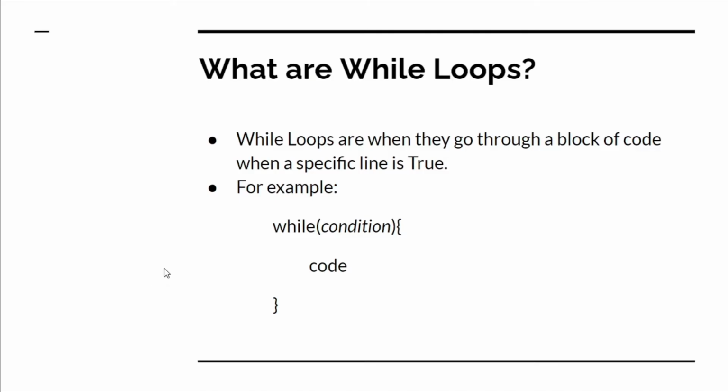What are while loops? While loops go through a block of code while a specific condition is true. For example, while it's true, it will execute the code right here. So the condition doesn't necessarily have to be just true or false, it could be whatever you want.